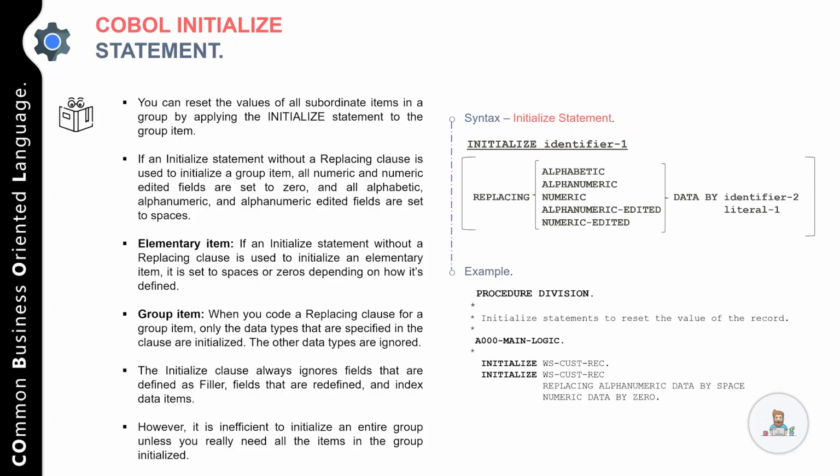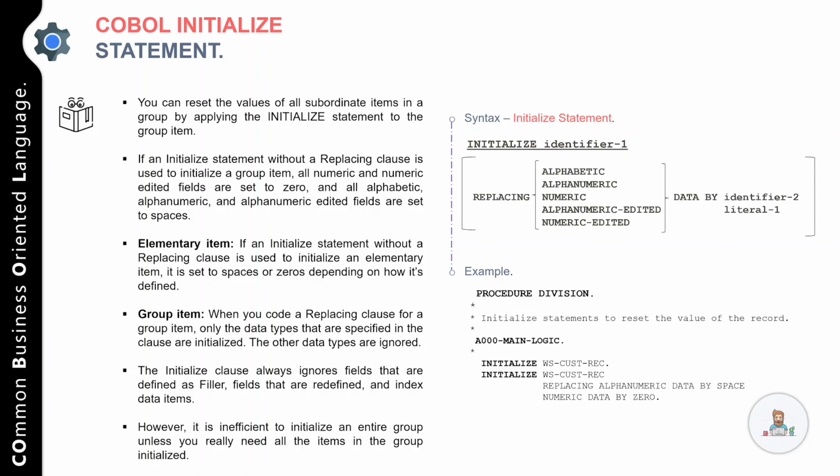Now let's discuss an example so that you can understand how exactly you can use the INITIALIZE statement in your COBOL program. In the following example, we have the PROCEDURE DIVISION. After that, we have a brief description about the paragraph. And in the paragraph A000-MAIN-LOGIC, I've used the INITIALIZE statement twice to initialize a group variable, that is WS-CUST-RECORD. This is a group variable which is defined in the WORKING-STORAGE SECTION, and it includes different elementary items, for example customer name, customer address, customer salary, and a couple of other details.